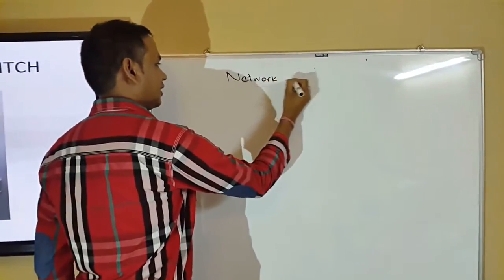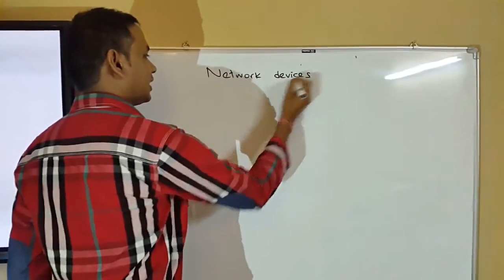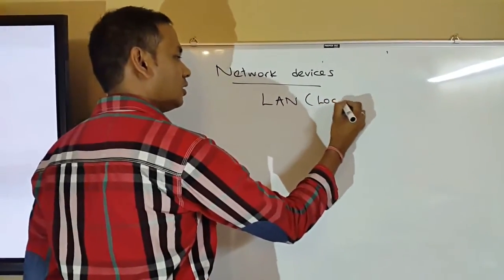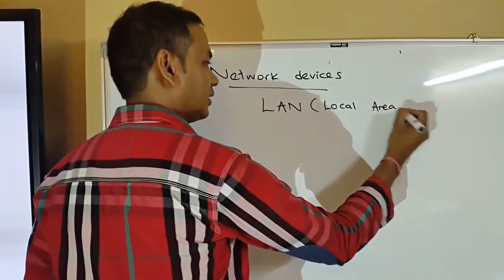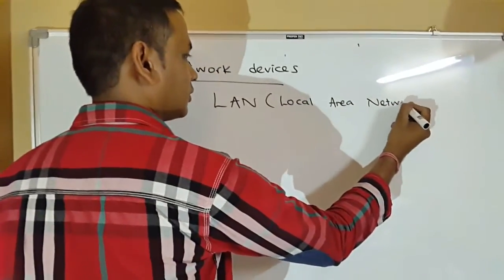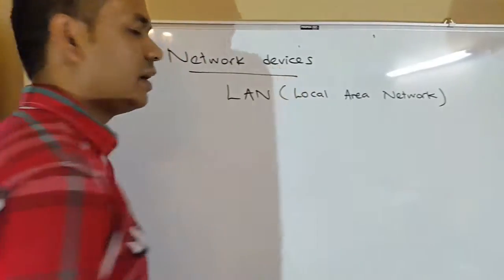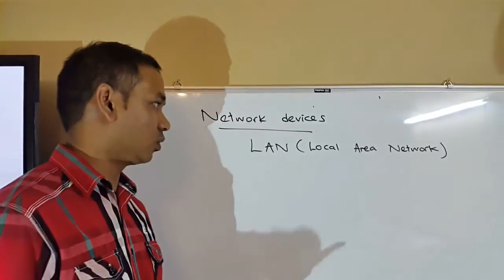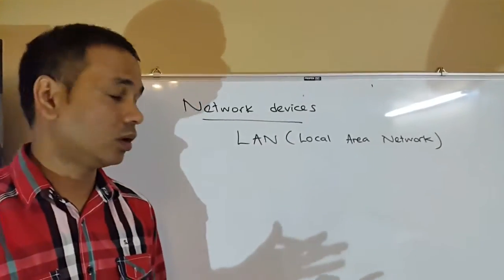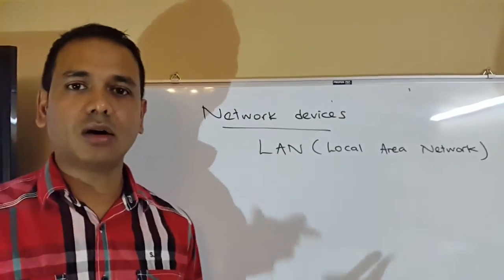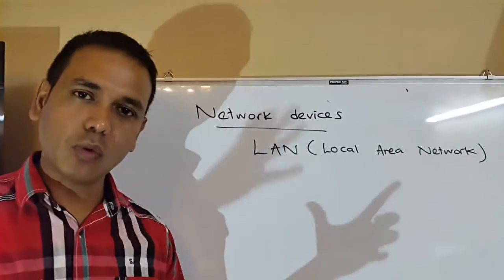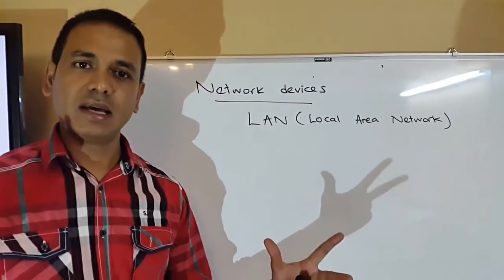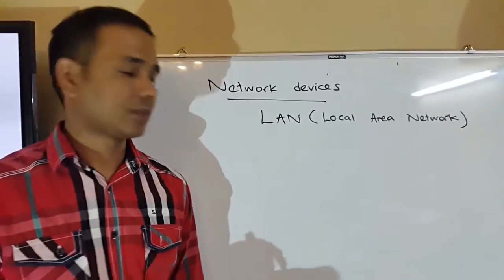Now I will explain to you the different types of network devices that you can connect on a LAN. LAN basically is local area network. A local area network is a small network. Your home is a local area network. Your company is a local area network. When we speak of LAN, it's a small network that is over a very small area.